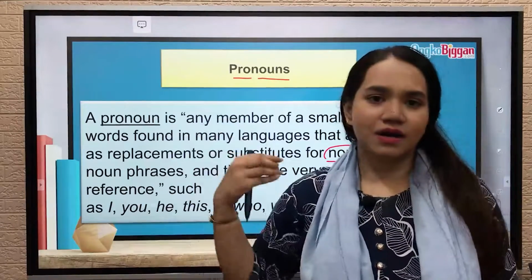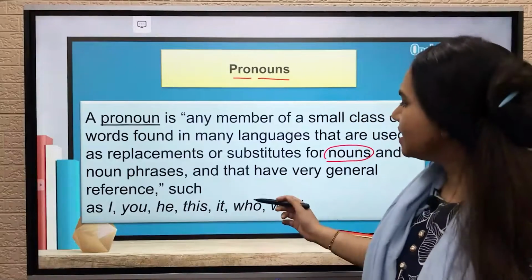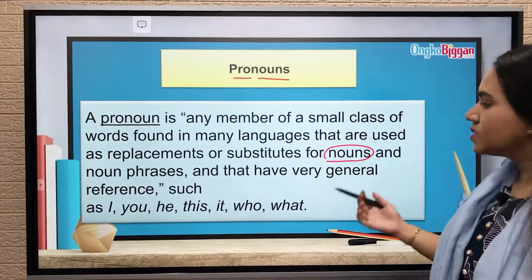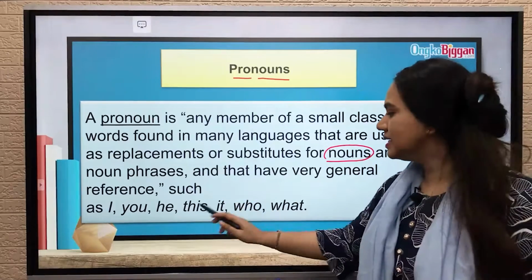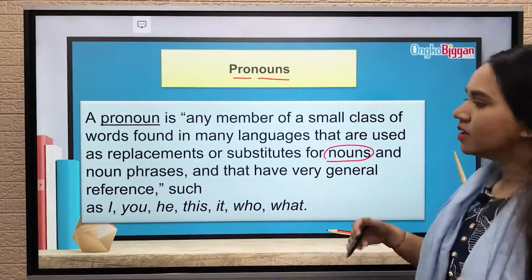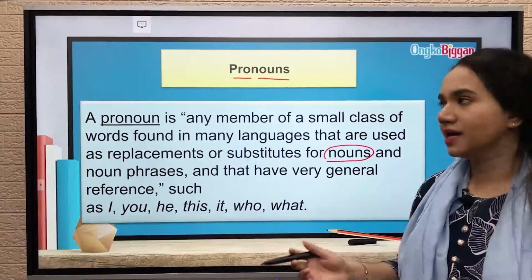as her representatives. So we see how in the case of many nouns, we can use words like I, you, he, this, it, who, what, and so on in order to be substitutes for nouns.